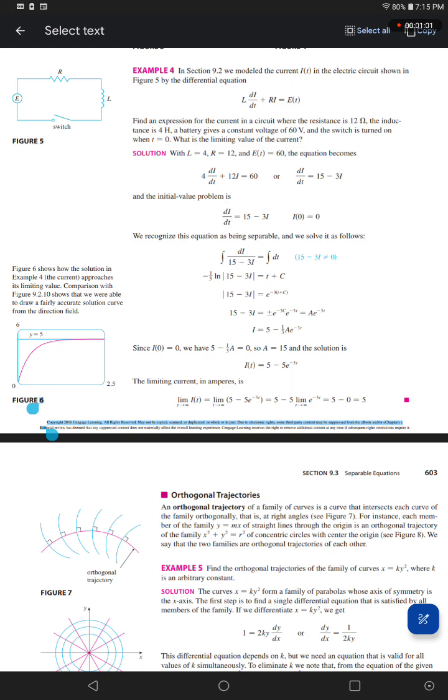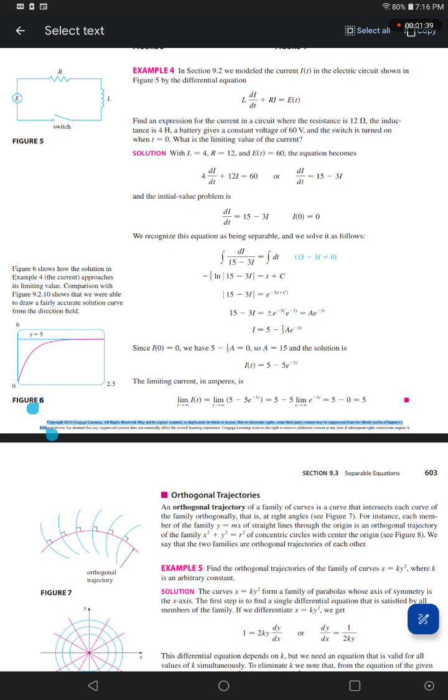Solution: with L equals 4, R equals 12, and E(t) equals 60, the equation becomes 4 dI/dt + 12I = 60, or dI/dt = 15 - 3I. And the initial value problem is dI/dt = 15 - 3I, I(0) = 0.